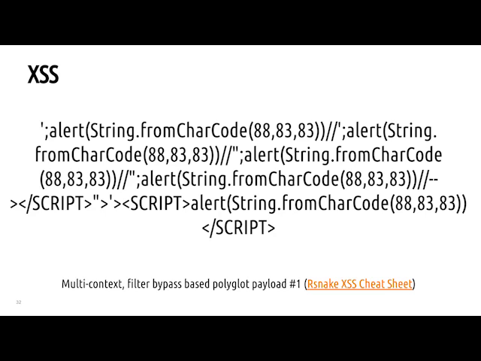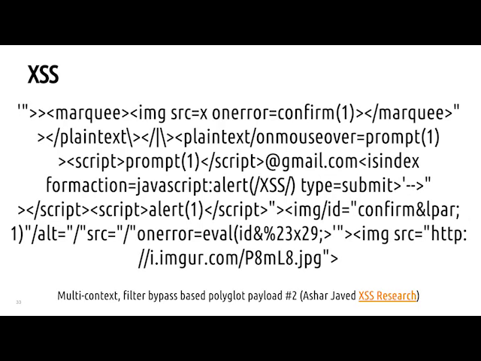This is a multi-context filter bypass based polyglot payload. And this is the one that's in the RSnake XSS cheat sheet, or actually used to be, now it's the OWASP cross-site scripting testing cheat sheet, I believe. But here you can see that we're trying to evade filters by using string from character code.